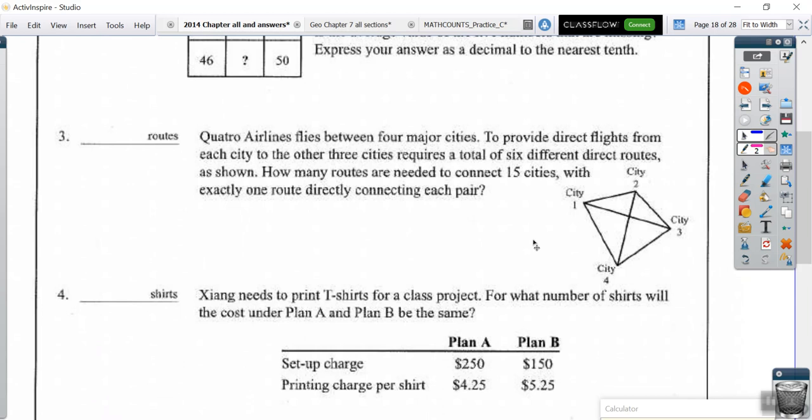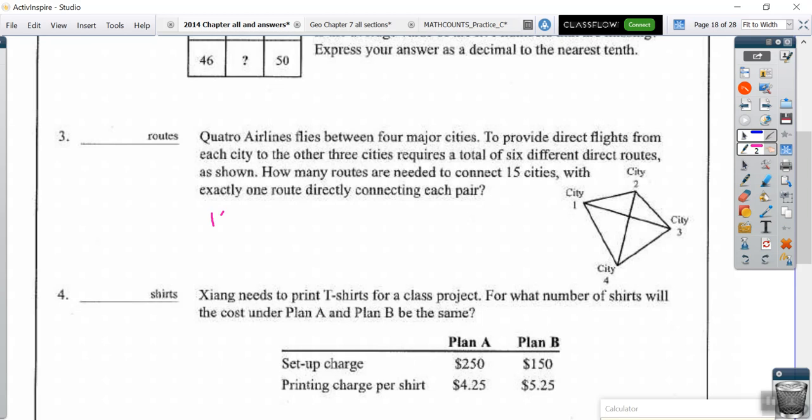So for number 3, they fly between 4 major cities to provide direct flights. From each city to other 3 cities requires a total of 6 different direct flights. How many routes are needed in order to connect 15 cities with exactly 1 route connecting each pair?